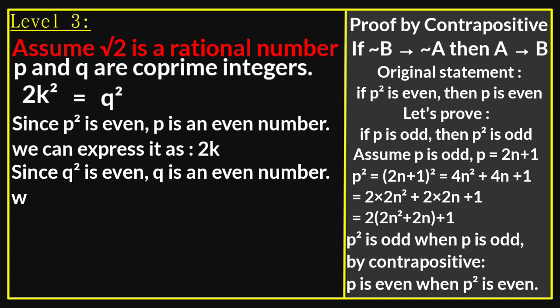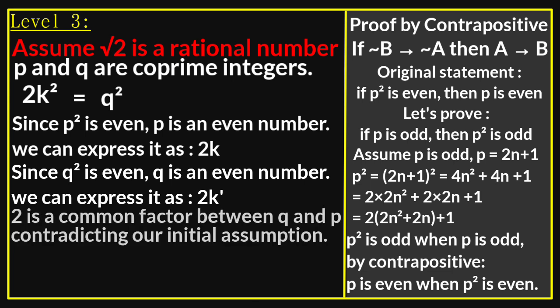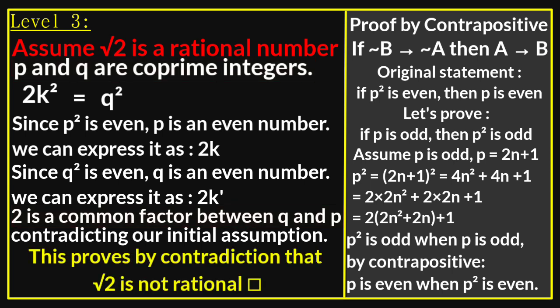Thus, q squared is even, which means that q is even, by the same contrapositive proof I previously explained. Because of that, q can be expressed as 2k', and as you can see, 2 is a common factor between q and p, which contradicts that p and q are co-prime. So our initial assumption that the square root of 2 is rational was wrong. This proves by contradiction that the square root of 2 is not a rational number.